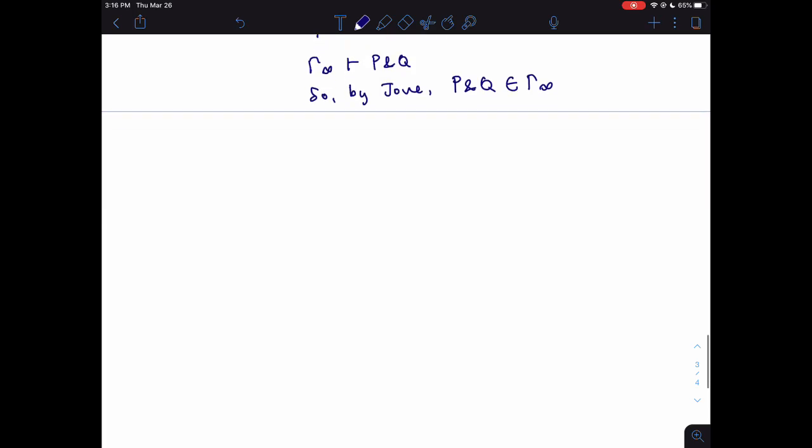Okay, so now we're going to do one more case. We're going to do the conditional case. So you can scroll up to the part with the regularity lemma, but I'll just write down what the claim is here. So it's the horseshoe case, and the claim is if P then Q is a member of gamma infinity, if and only if P is not a member of gamma infinity, or Q is a member of gamma infinity.